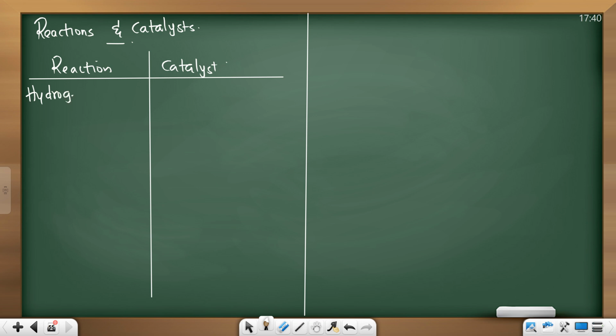Hydrogenation. Remember, what are we adding here? Hydrogen. We use platinum, which is Pt, or nickel, which is Ni. Hydrogenation is actually used in margarine. You see your margarine that you have? Yeah, it's called hydrogenation. Hardened oil. We use platinum.